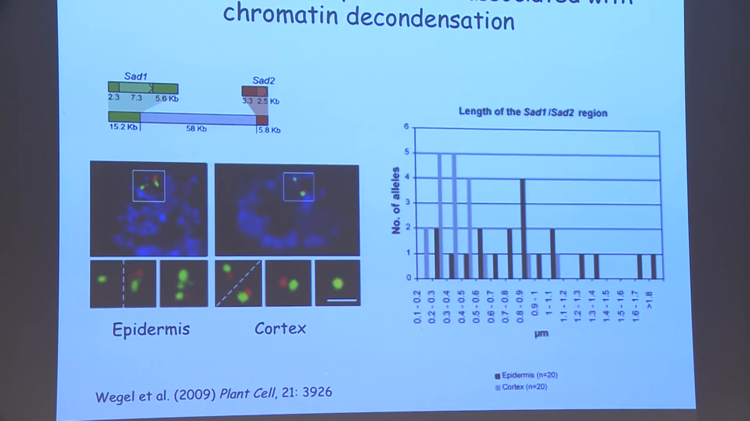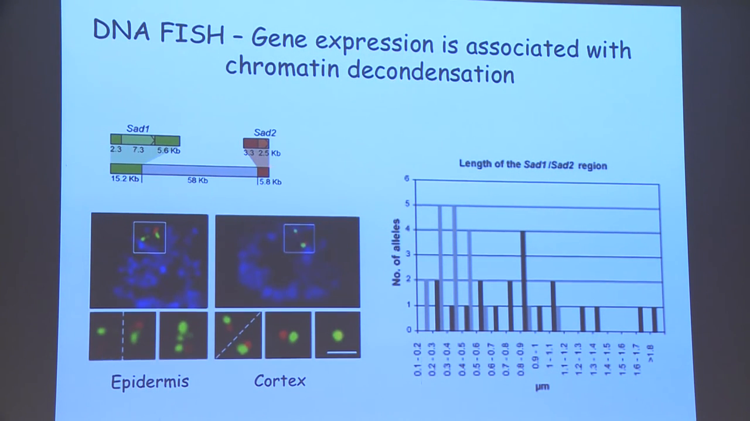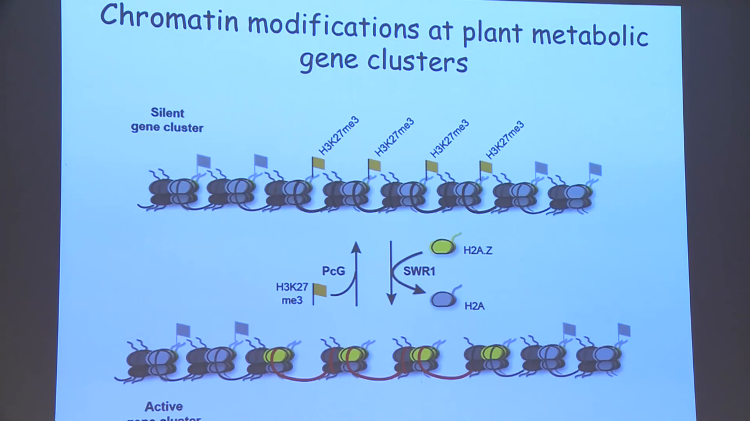We showed some years ago, using DNA fluorescence in situ hybridization with the OAT cluster, that if we take probes for the first gene in the pathway and the second gene in the pathway, in green and red here, so you can see this is looking at DNA now, you can see that in the epidermis, these signals are quite strung out, they're quite extended, and of course the pathway is active in the epidermis, whereas in the cortical cells where the pathway is not expressed, the signals are more discrete, and it was possible to actually quantify these differences. So this is descriptive, but it suggests that chromatin decondensation is associated with expression of this pathway in oat.